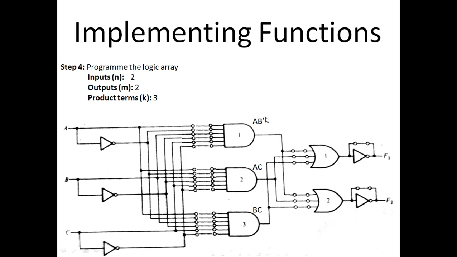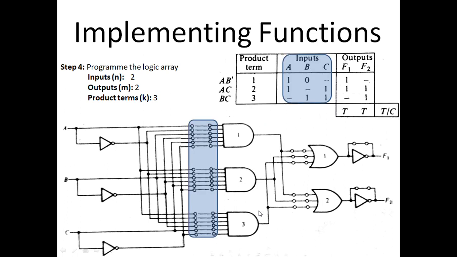I also write the product terms here just to remind you. Product term number 1 was AB prime, product term number 2 was AC, product term number 3 was BC. Now, this is the programmable PLA program table, and this is the PLA. We have to program this PLA by looking into this PLA table. In this PLA table, the inputs column is responsible for programming these fuses.